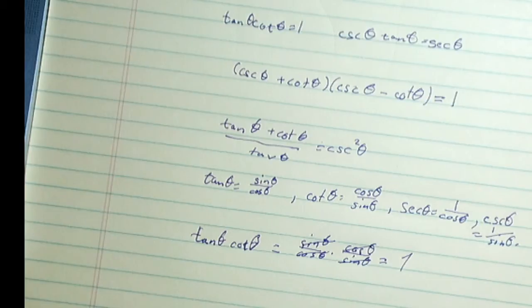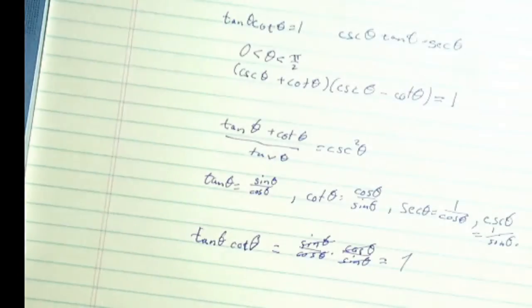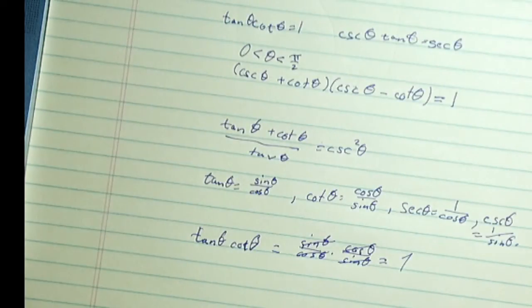But wait, you might ask, this doesn't necessarily make sense, right? These don't have to exist, after all. Tangent doesn't exist if you're at pi over 2. Cotangent doesn't exist if you're at 0. Well, the problem very carefully stated at the beginning, assume 0 is less than theta is less than pi over 2. So you never have to worry about one of the denominators becoming 0. Because after all, if it did, the original expression wouldn't have made any sense.